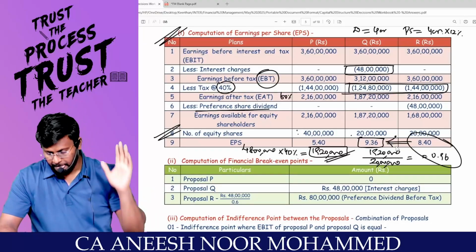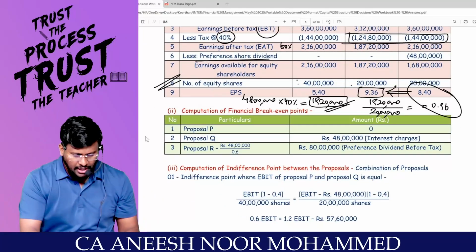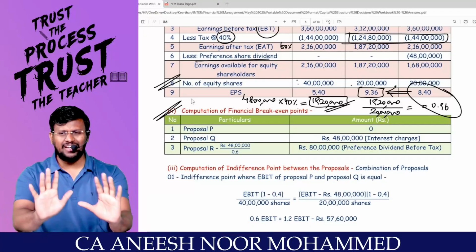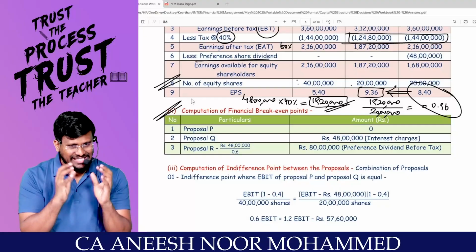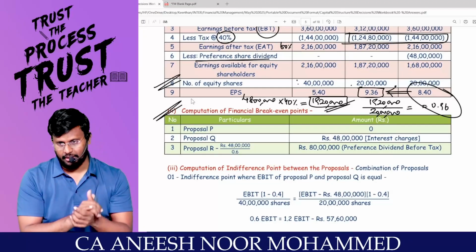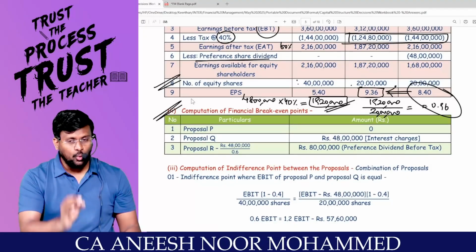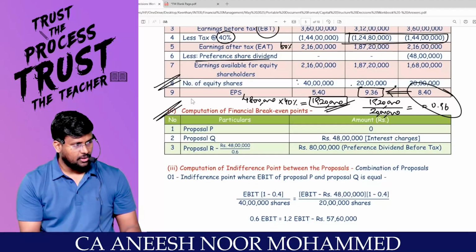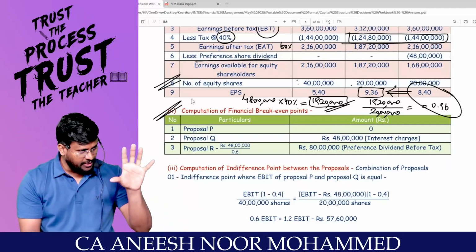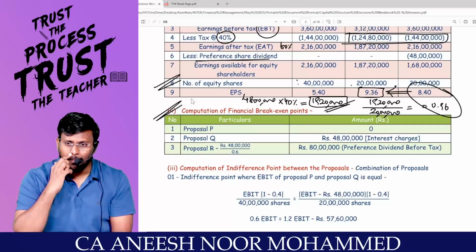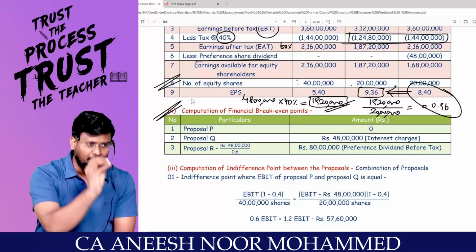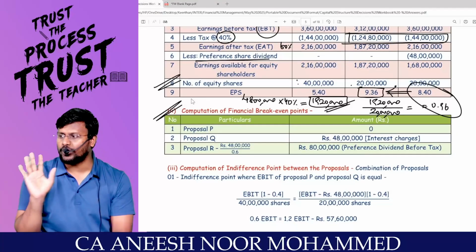The second part, financial break-even point. First understand the concept of financial break-even point. It is a level of EBIT where your EPS should be 0. That means I am having some level of EBIT. With that I will pay interest, with that I will pay preference dividend, and I won't have anything left for the equity shareholders.